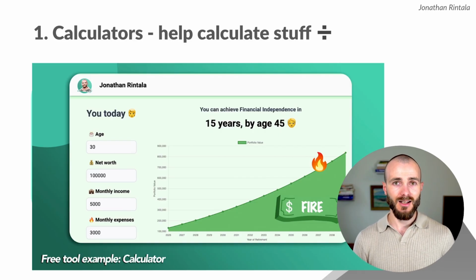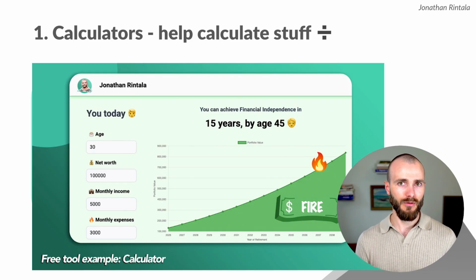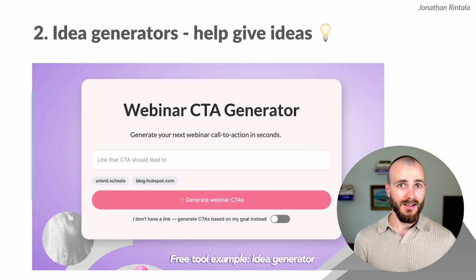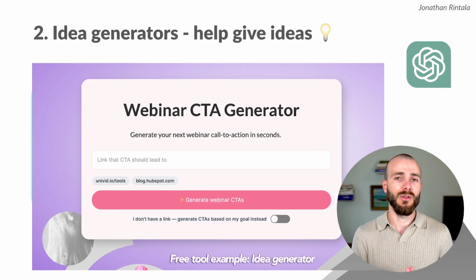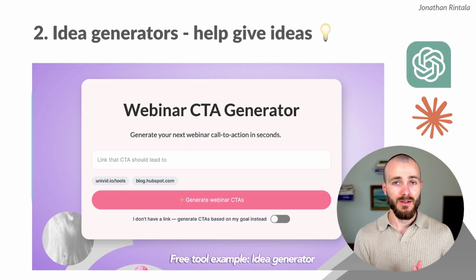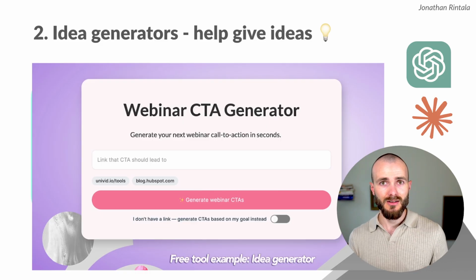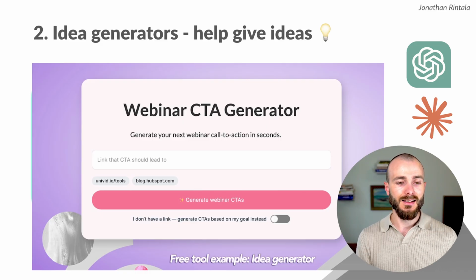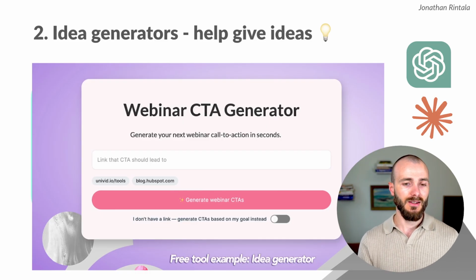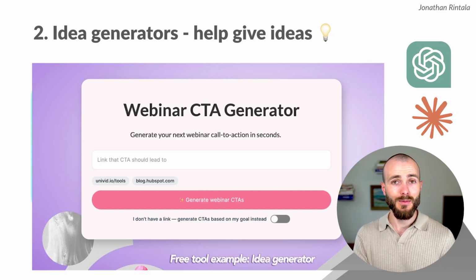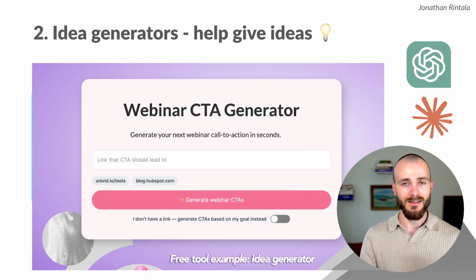So this is really helpful for a certain ideal user, and it can be a great way to calculate ROI of using your product versus other stuff or similar. Also, idea generators are really nice. Help your customer get good ideas. For example, it could be generate a webinar title or a webinar CTA, like in this example, where you can just generate a title based on your website or the link that you want to link to.